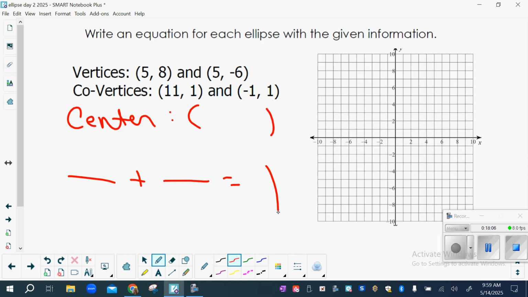Now here's the quiz. On the x-axis, how many jumps? Okay, so let's look at this. We'll take the center. 5 is the same, we agree. But on the y's, to get from 8 to 1, how many jumps do you have? 7.